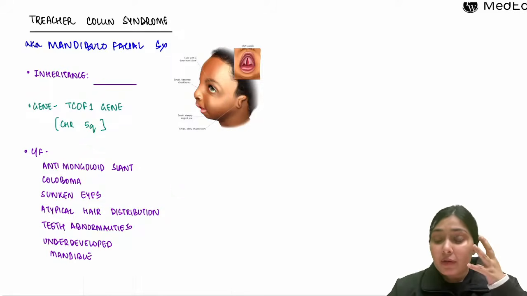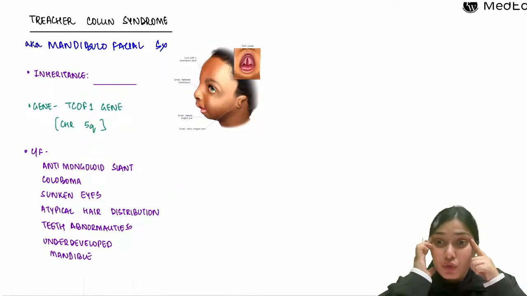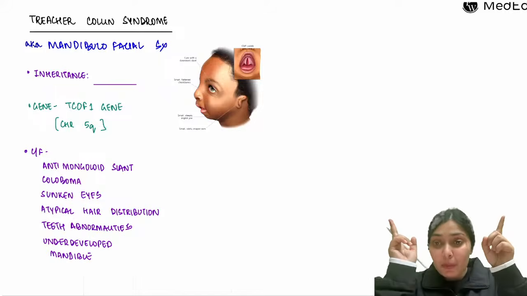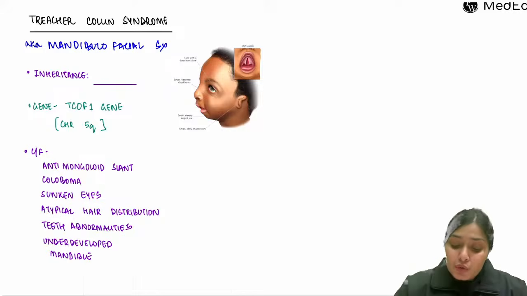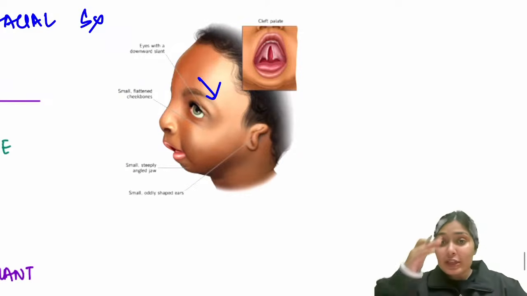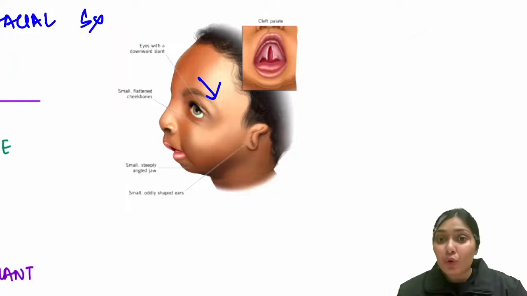We have certain facial features. Remember in Down syndrome we discussed the mongoloid slant, where the outer canthi of the eyes were pointing up. What is anti-mongoloid? When it is pointing downwards. Can you see over here? The outer canthi are pointing downwards, so they have an anti-mongoloid slant.